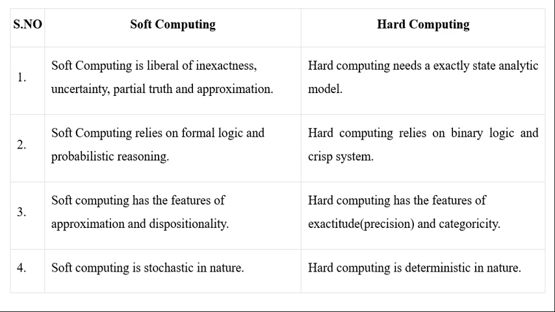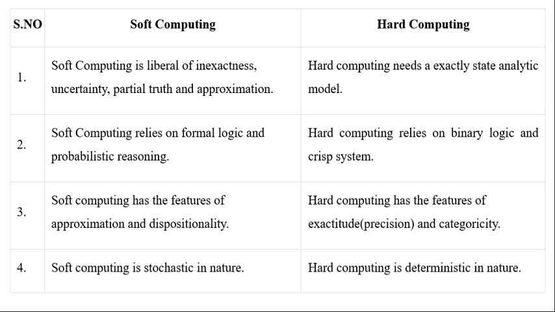1. Soft computing is liberal of inexactness, uncertainty, partial truth and approximation. Hard computing needs an exactly stated analytic model. 2. Soft computing relies on fuzzy logic and probabilistic reasoning. Hard computing relies on binary logic and crisp systems. 3. Soft computing has the features of approximation and dispositionality. Hard computing has the features of exactitude, precision, and categoricity.